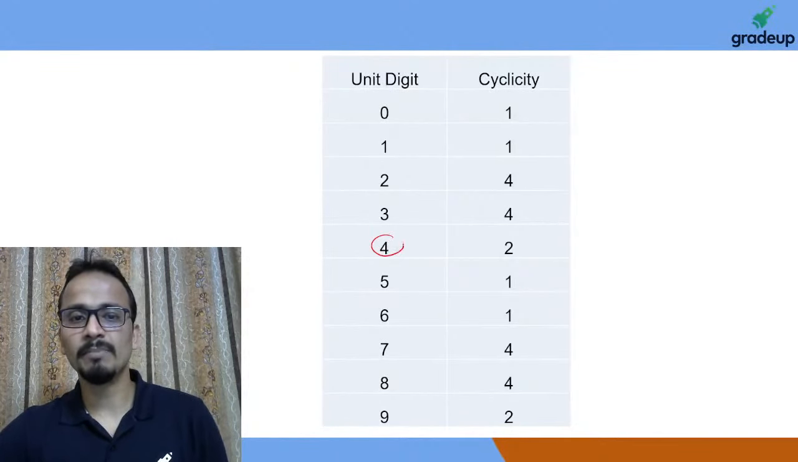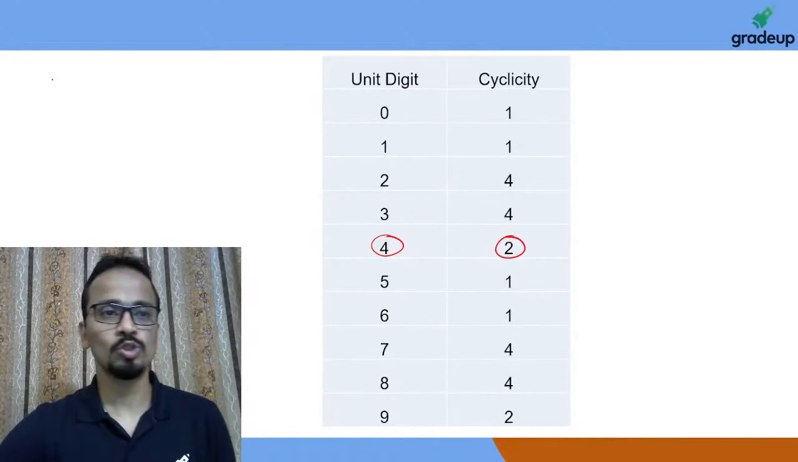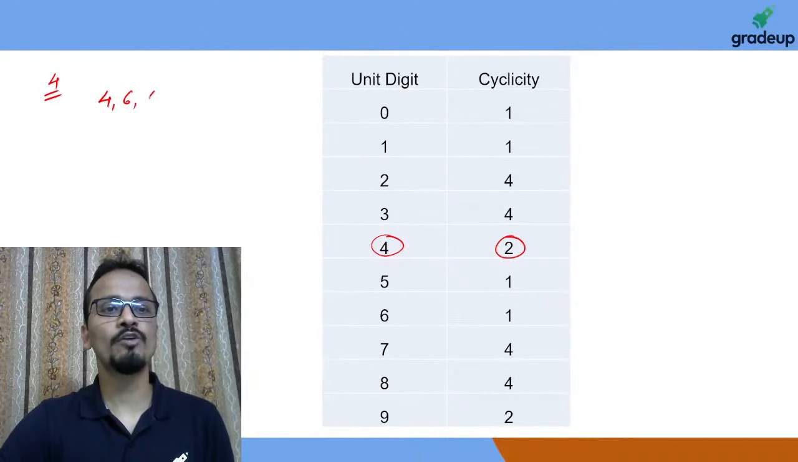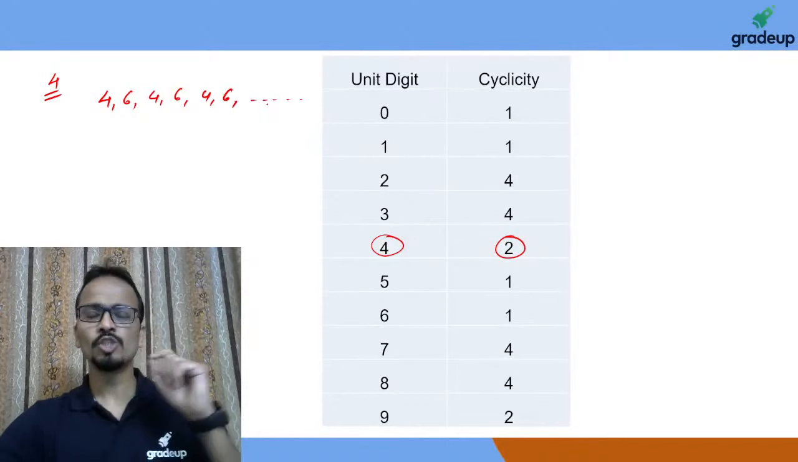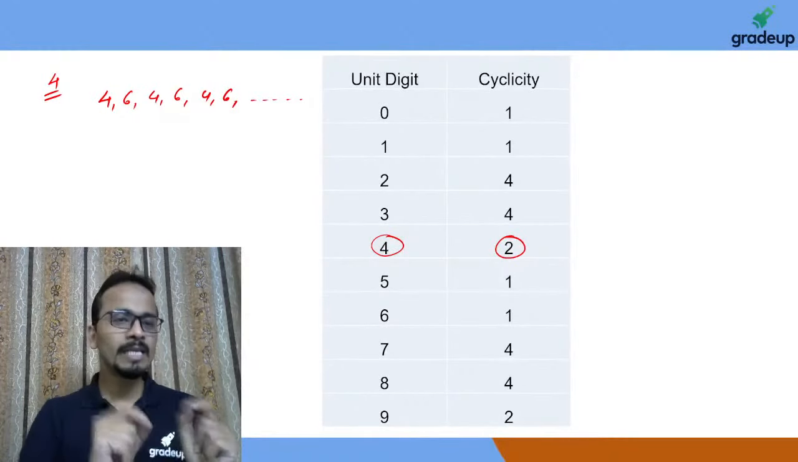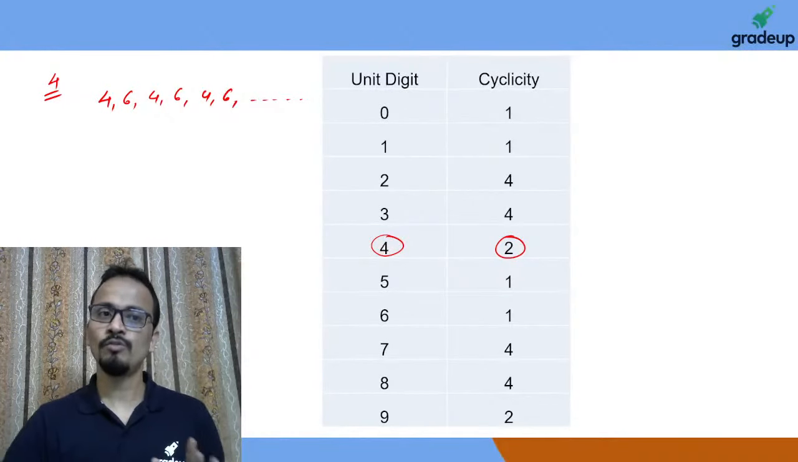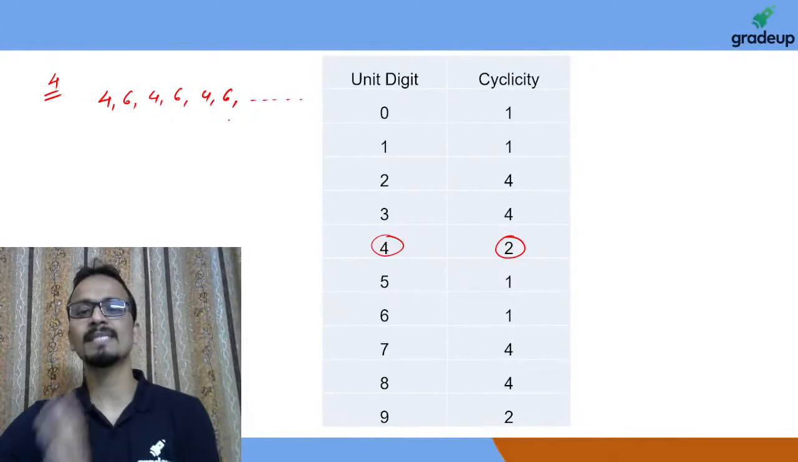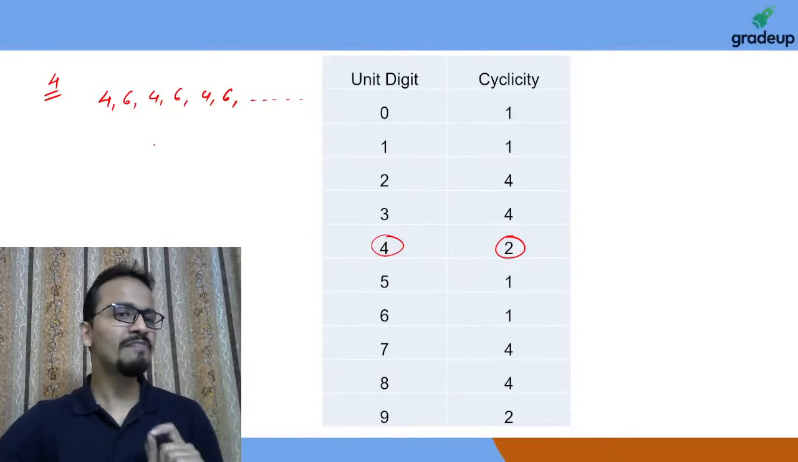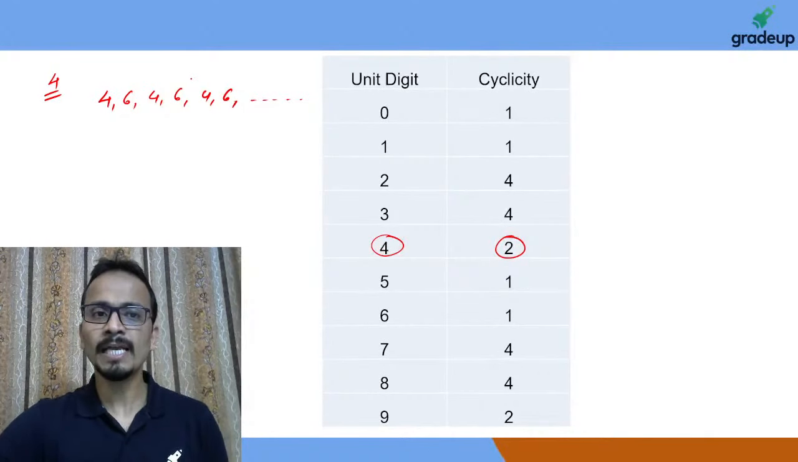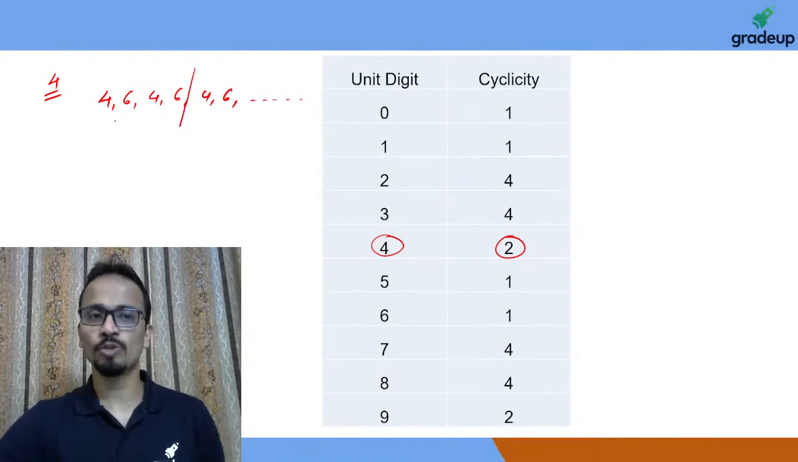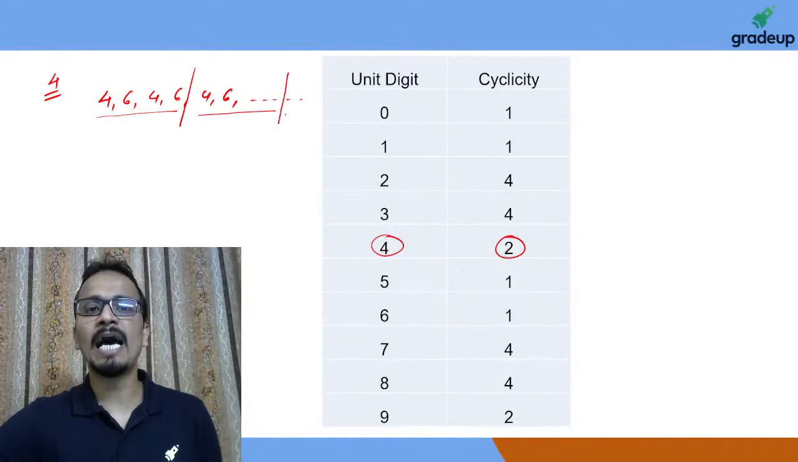Now I'll consider this number and its cyclicity, which was 2. So I'll just write the unit digits: 4, 6, 4, 6, 4, 6, and so on. I can clearly see that in the case of powers of 4, the unit digits are repeating after every second power. Now, if they are repeating after every second power, can I also say that they will repeat after every fourth power? Look at the repetition of 4, 6, 4, 6, and then 4, 6, 4, 6 and so on.